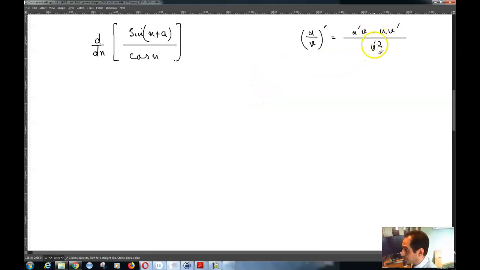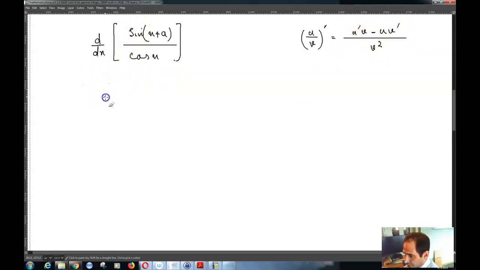Now if I want to calculate, I think that the derivative of sine of x plus a is cos of x plus a. I think so, but I'm not really sure. So we will have to calculate that. But the derivative of cos x, we know it's negative sine x, so that's no problem. So we'll have to use the first principle in order to calculate this derivative, and then we will be able to put the whole thing in this formula.